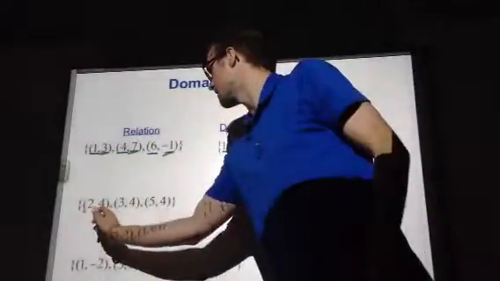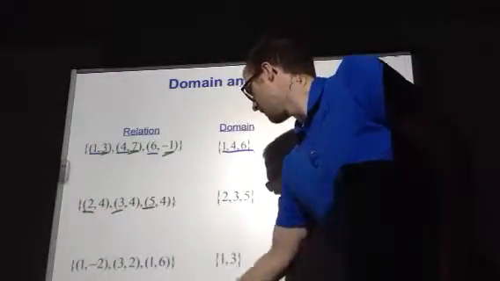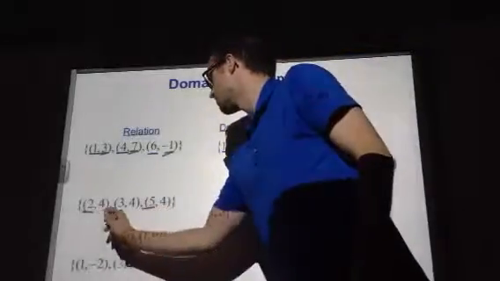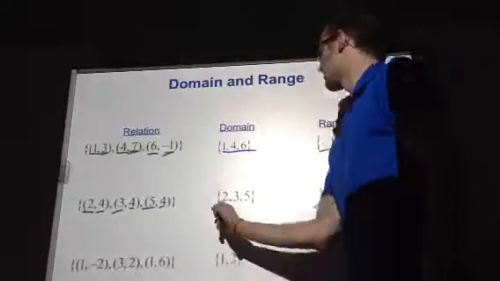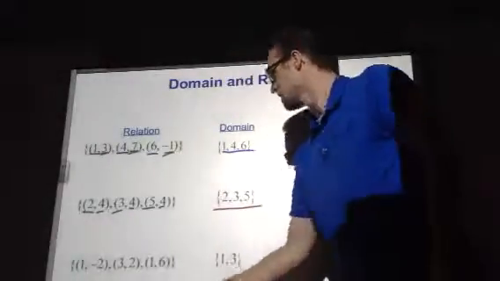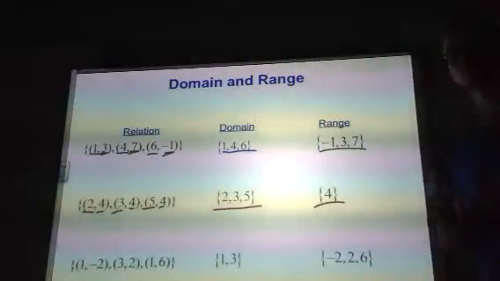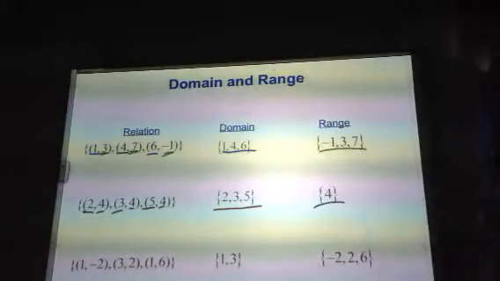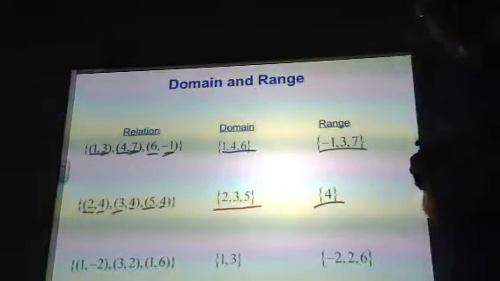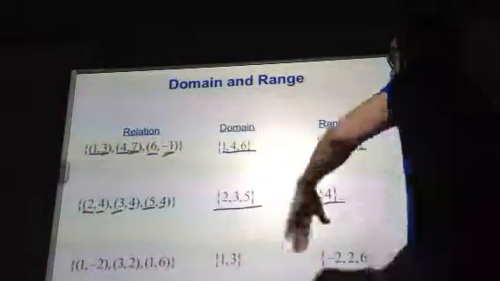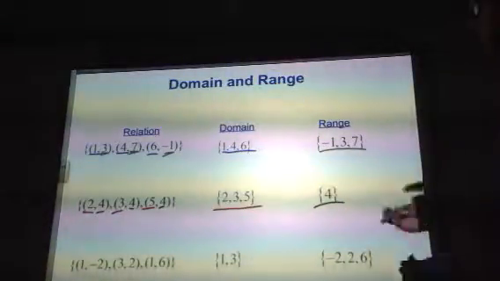Okay, same thing with the second one. Domain values are your x values, 2, 3, and 5. And range values are your y values, 4, 4, and 4. Okay, and 2, 3, and 5 is our domain. So now, notice our range was 4, 4, and 4. We don't really have to write that out three different times. We're looking at all the possible y values in a relation. So the only possible y value is 4, so we only write it once.